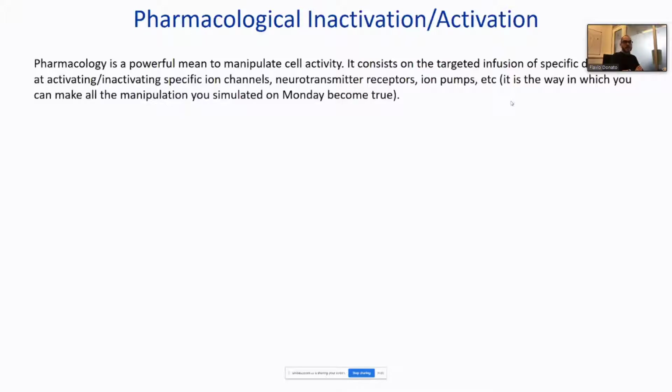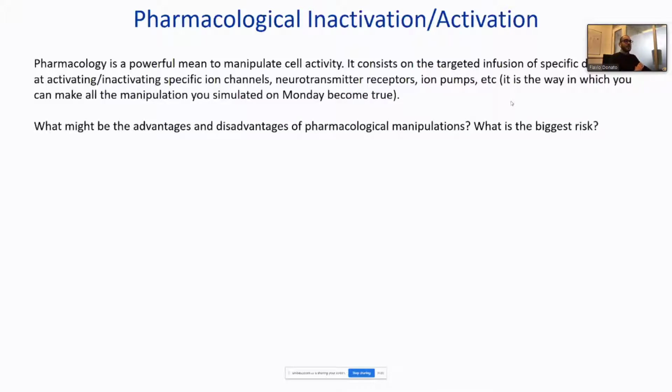This is the way in which the manipulation that you've done Monday in your simulator could actually become true in vivo. You might work on blocking, for example, some sort of currents, the voltage-dependent gated channels and so on, to boost or decrease the activity of a specific area, specific population. What may be the advantages and disadvantages of the pharmacological manipulation, and what is the biggest risk?